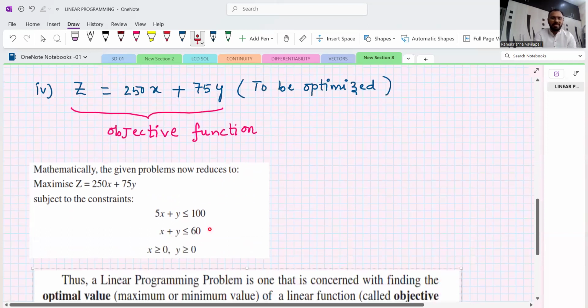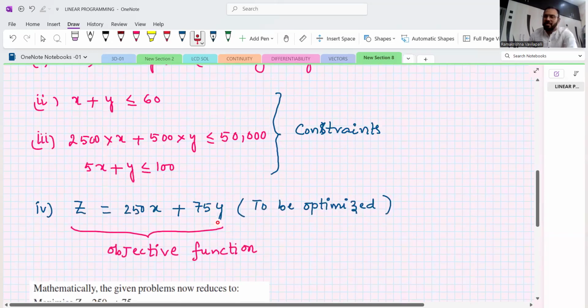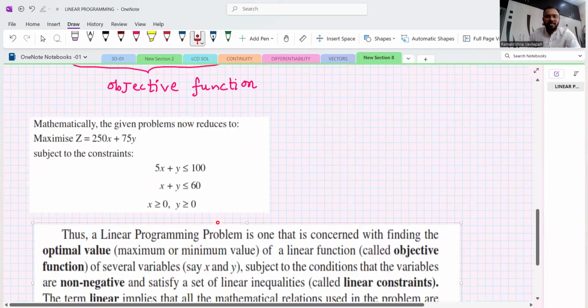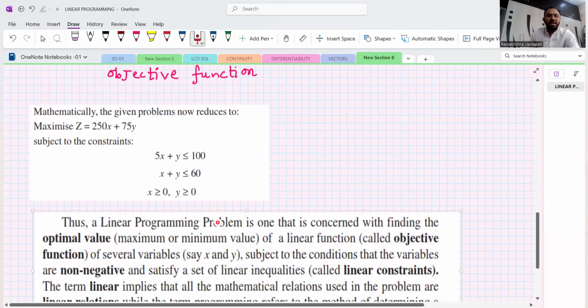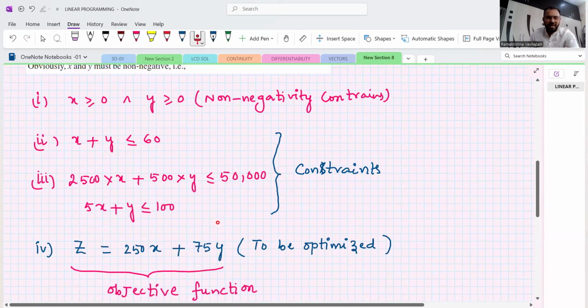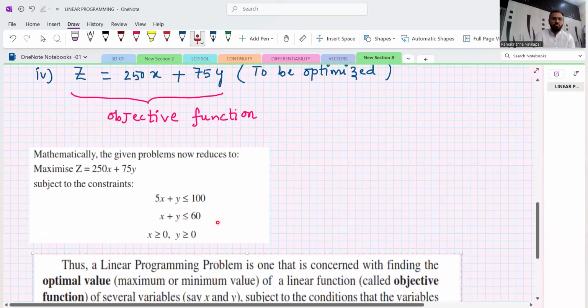X plus y less than or equal to 60. That is the maximum number of pieces in that hall. Second constraint. Third constraint, x and y are non-negative. I wrote the first one. So we have to maximize this objective function under these constraints.